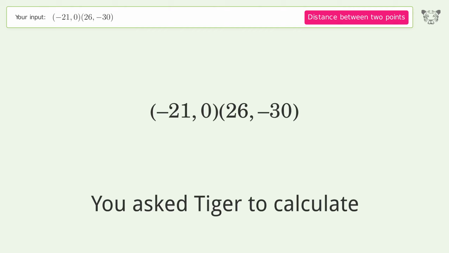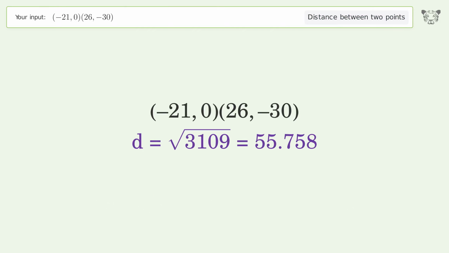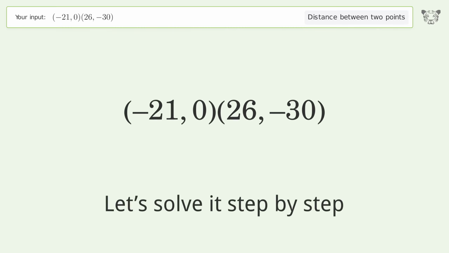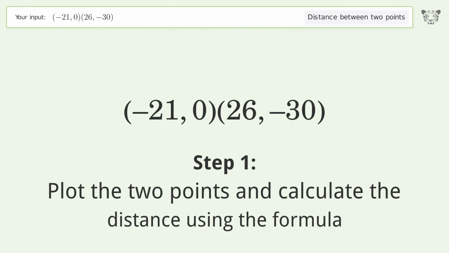You ask Tiger to calculate. This deals with the distance between 2 points. The distance between the 2 points is the square root of 3109, or 55.758. Let's solve it step by step. Plot the 2 points and calculate the distance using the formula.